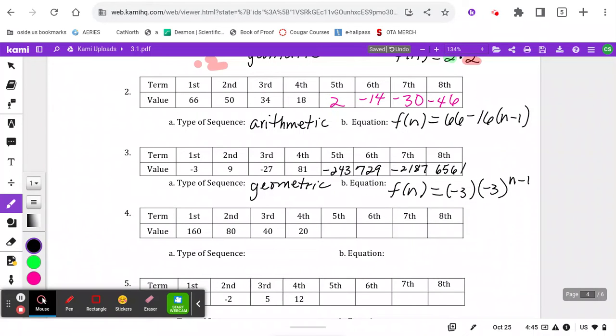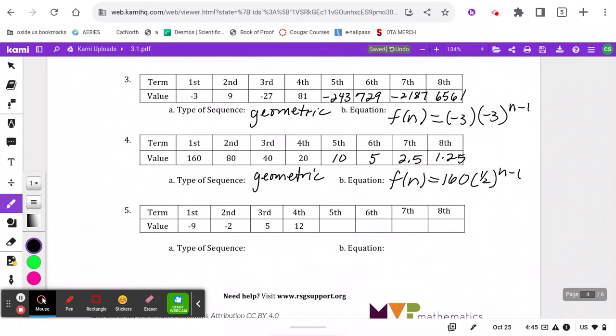All right, down here, it looks like we're having 320 to 160 to 80 to 40 to 20. So this one is also a geometric. Half of 20 is 10, half of 10 is 5, half of 5 is 5 halves, or 2.5. Half of 2.5 is 1.25, or 5/4. The equation goes like this: begins with 160, multiplying by 1/2 each time to the power of n minus 1.